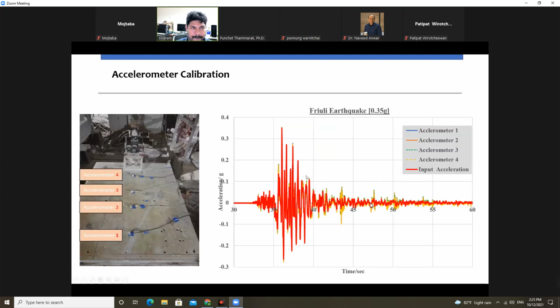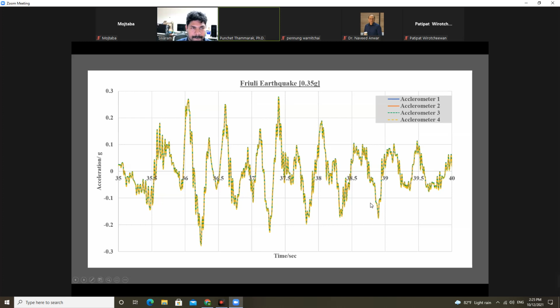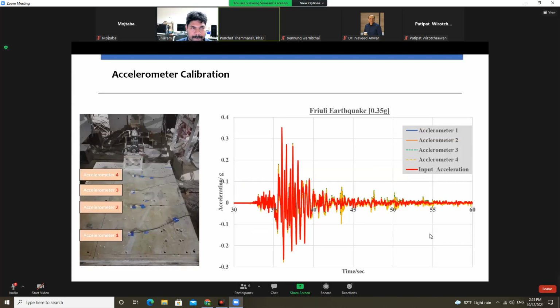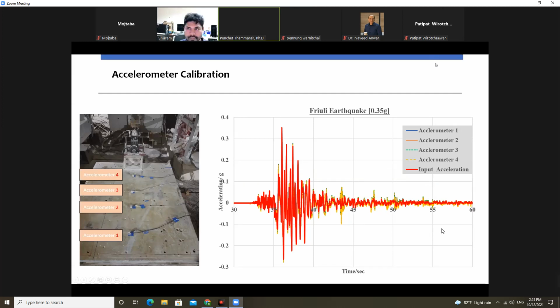Because there's an LVDT inside the hydraulic actuator, you can pull out the displacement time history. So you differentiate. The thick red line is from the hydraulic actuator. As you said, we applied the displacement time history. We can't apply directly the acceleration time history, so we apply the displacement time history, sir.